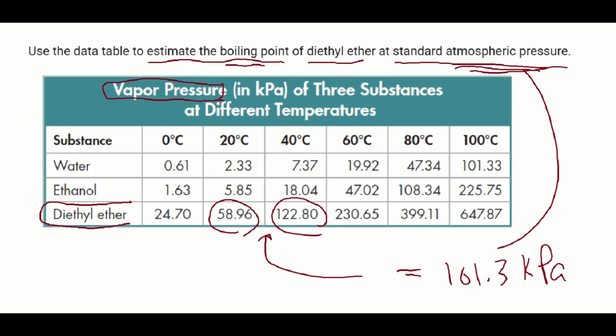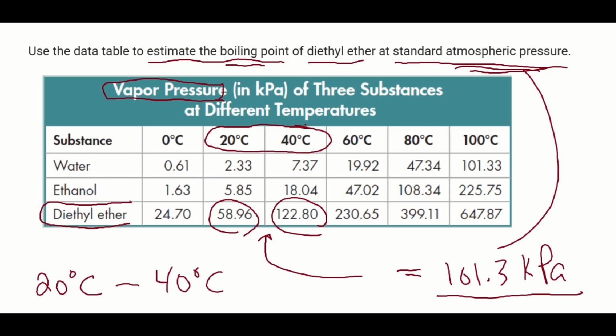So that is when the vapor pressure equals the atmospheric pressure. That's how we define boiling. Boiling point is the temperature. So your answer should have units of Celsius. So an acceptable answer is between 20 degrees Celsius and 40 degrees Celsius. It shouldn't be 20 and it shouldn't be 40 because 101.3 is between these two vapor pressures.